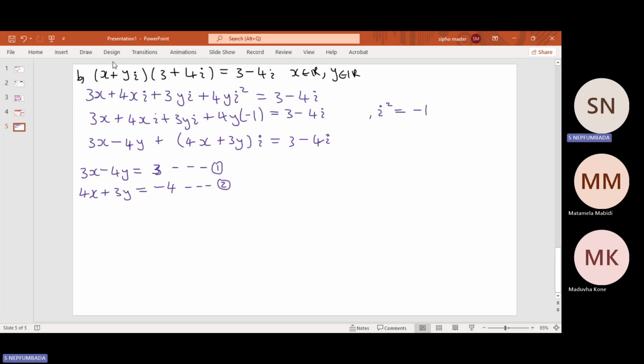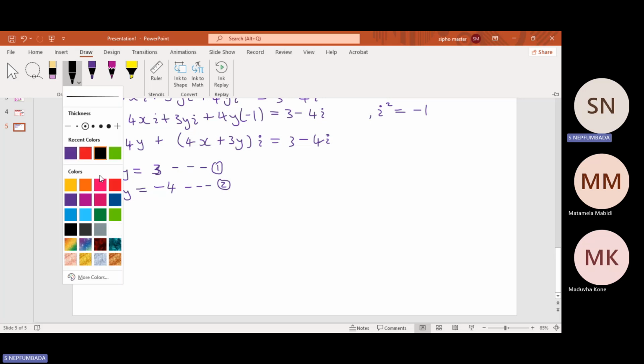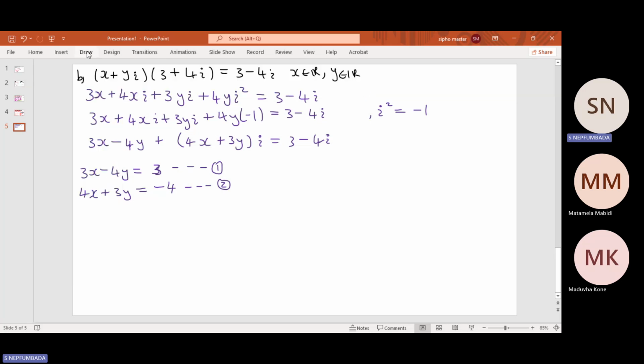Then you must be smart. Here we must act smarter than smart. So we have to make sure that this is something that is the same. So we're going to say equation 1, we're going to multiply it by 3. And equation 2, we're going to multiply it by 4, so that the values of y look the same.